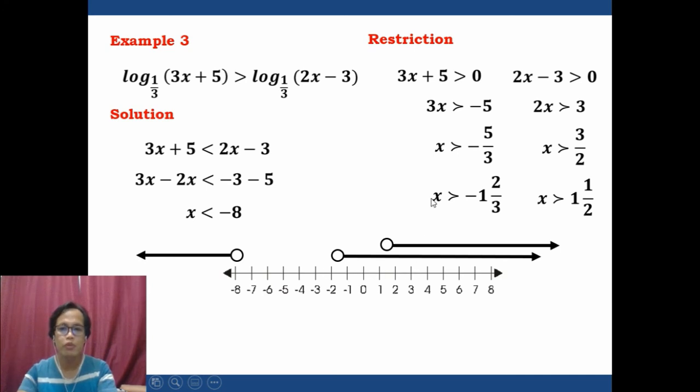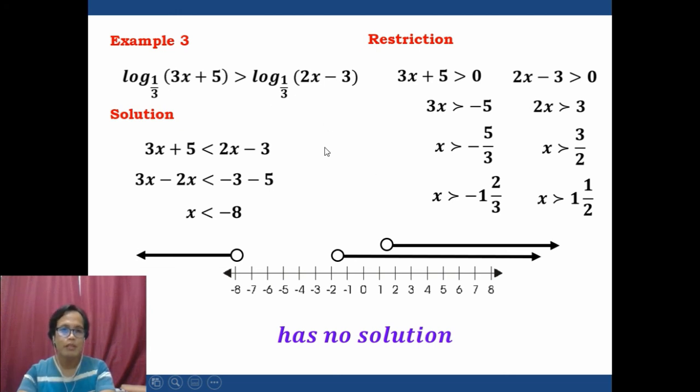We only have two inequalities that coincide, starting from this boundary towards positive infinity. So if the three inequalities do not coincide, we can say that this given inequality has no solution set. Meaning, there is no solution to this inequality.